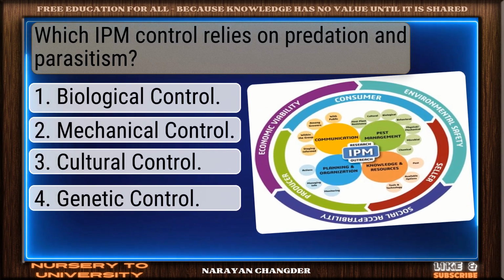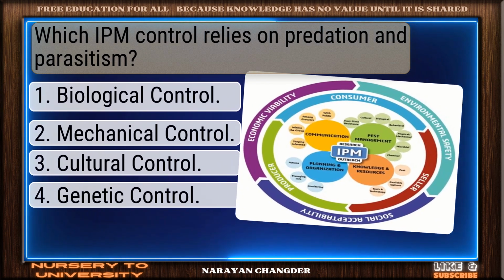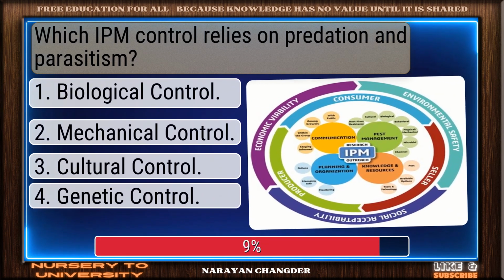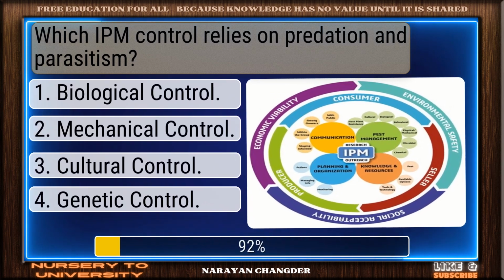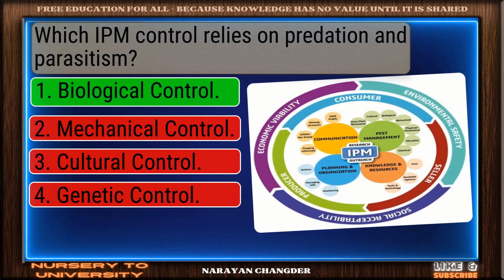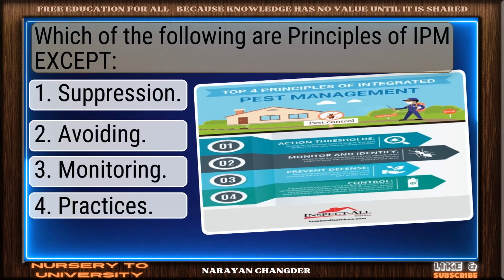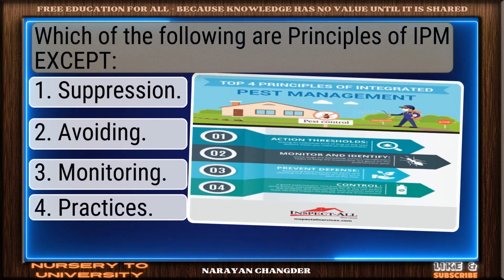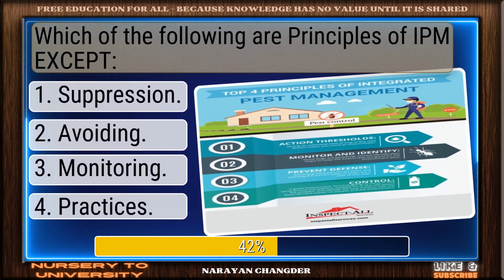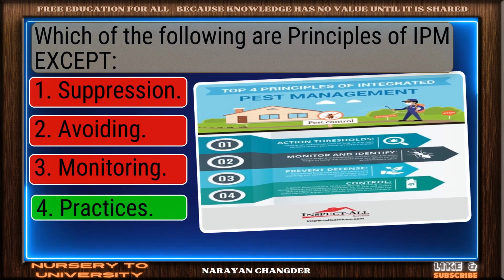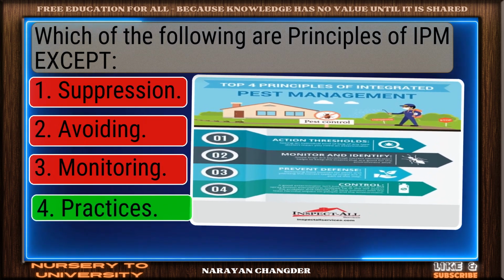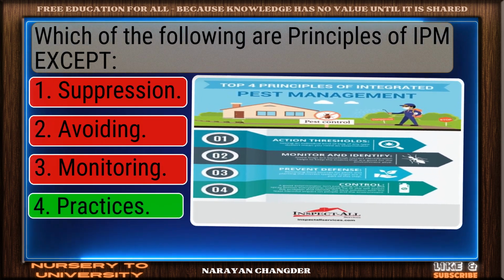Which EPM control relies on predation and parasitism? Smart move. Biological control is an accurate answer. Which of the following are principles of EPM except? Excellent choice. Practices is the right answer.